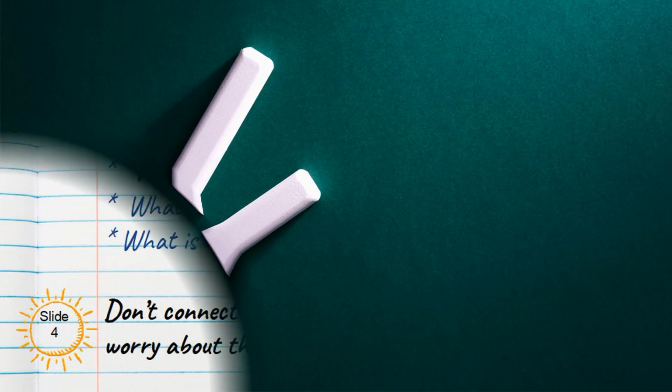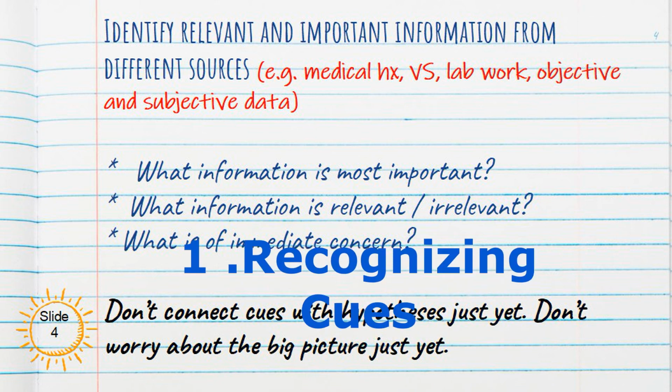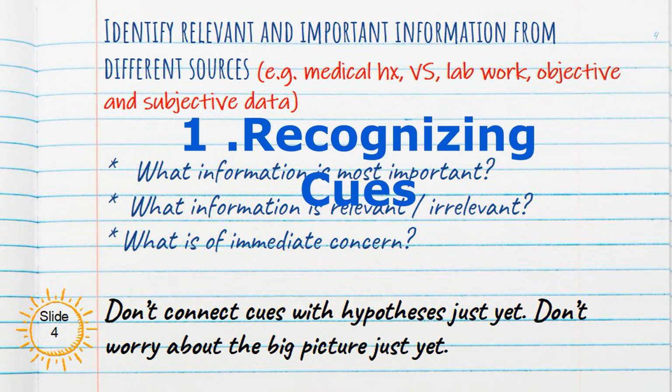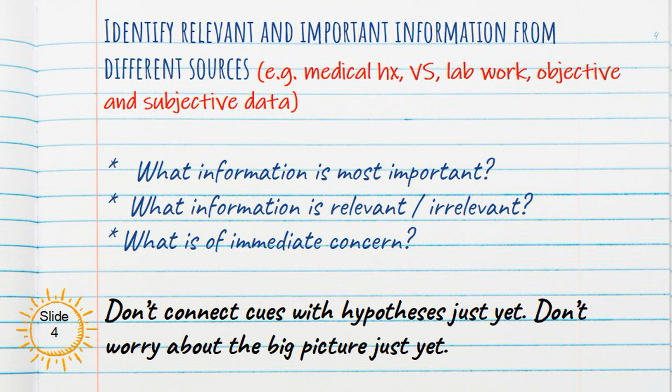So let's get started. Remember what I said about recognizing cues, right? Recognizing what's important in the question. You look at the medical history, the vital signs, the lab work, the objective data, the subjective data, whatever it may be. What information is important, what information is relevant, and what information is of immediate concern. This is how we recognize cues.